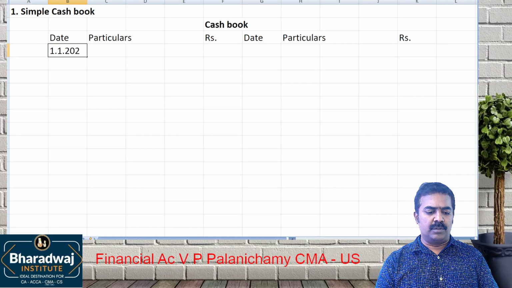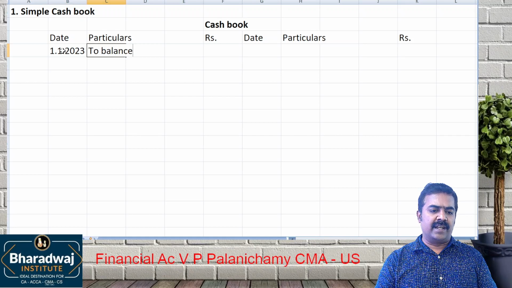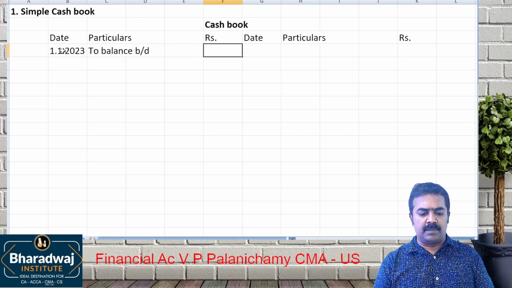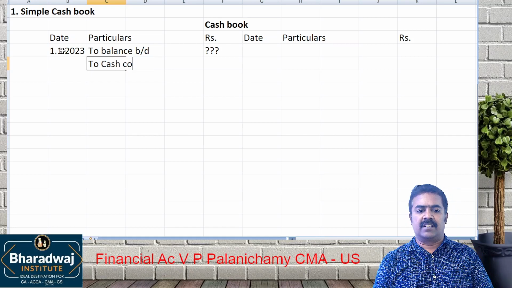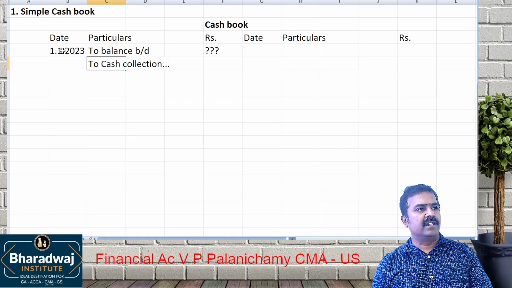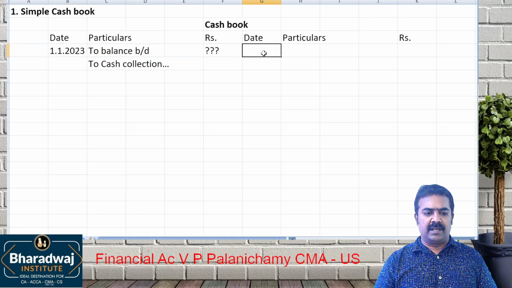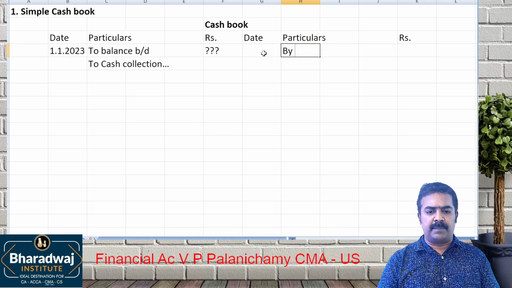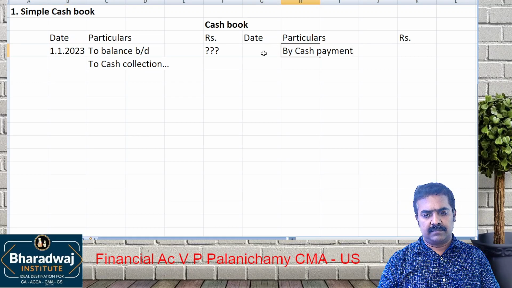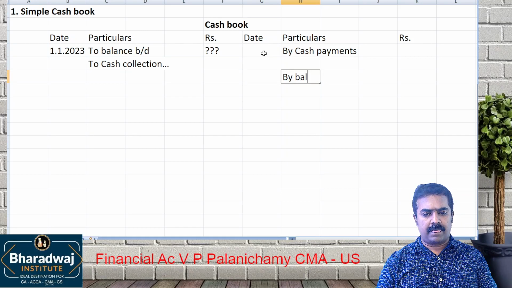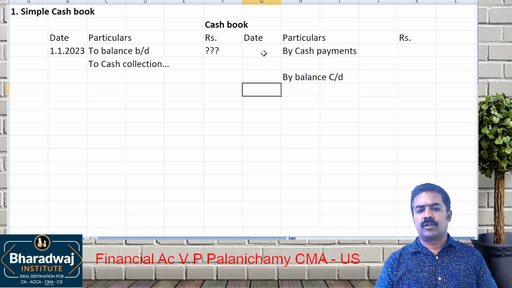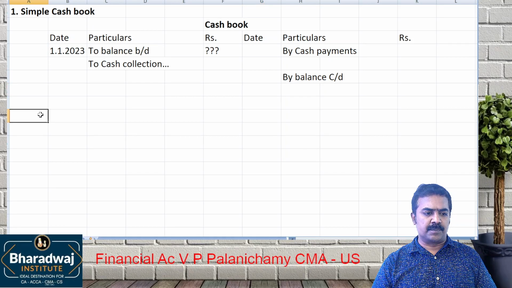For example, 1/1/2023, to balance brought down. Only cash items will be recorded. Opening balance, like all cash collection will be recorded. It may be cash sales, income collected, etc. Then all the cash payments will be recorded. Then you will arrive at which balance? Closing balance you will arrive at. This is the simple cash book.